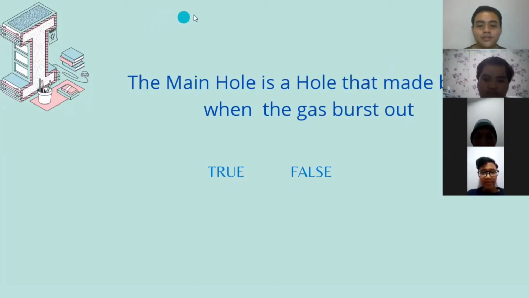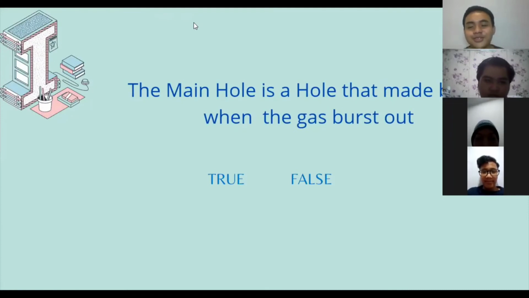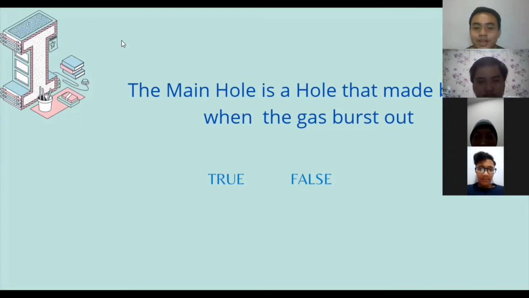True. Rafli, true. I like your confidence. False. Abdul, false. What about Fikri? Last person. False. Fikri, false. Okay, this is very unique, guys. Abdul and Fikri false, Rafli true. Okay. The best answer is false.